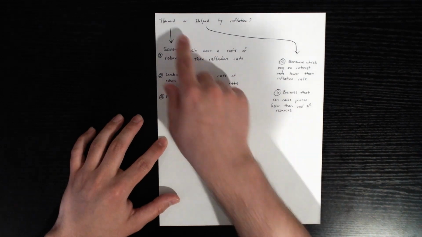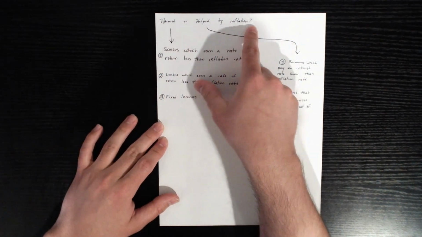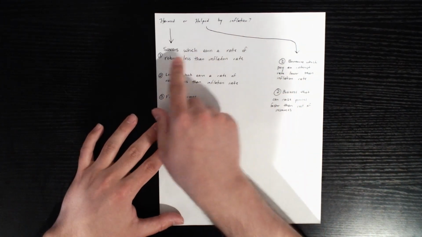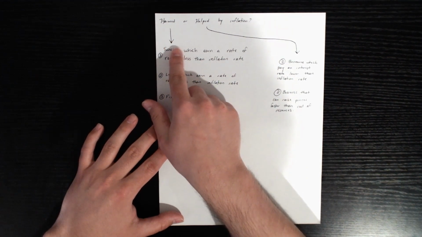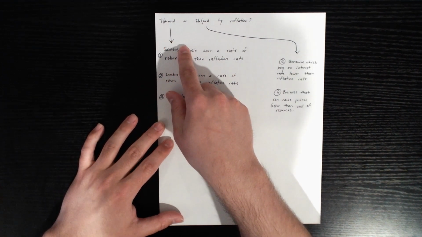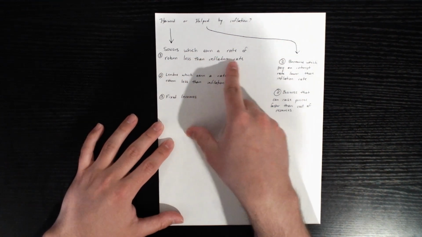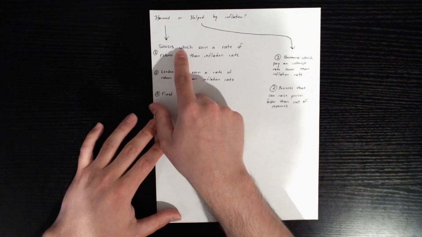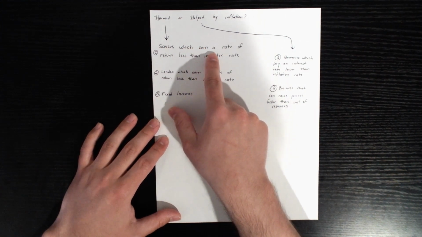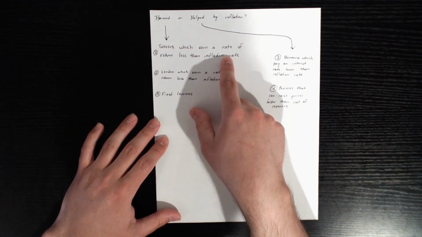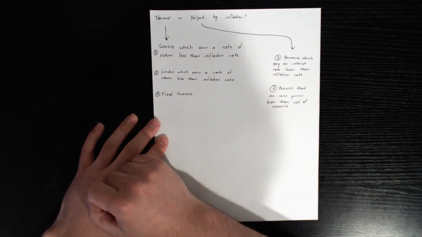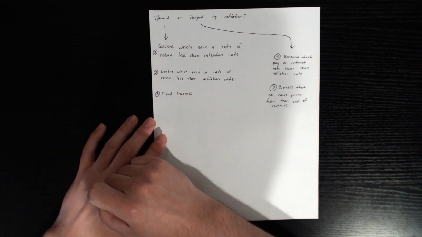Next up, we're going to see where somebody is harmed or helped by inflation. So let's see who's harmed when there's unexpected inflation. First is savers, which earn a rate of return less than the inflation rate. So if your savings account gives you a 1% return rate and inflation is 5%, it's less than the inflation rate, so you're being harmed by unexpected inflation.